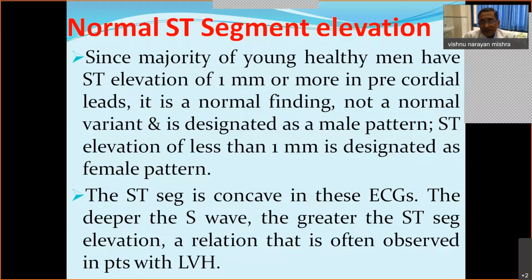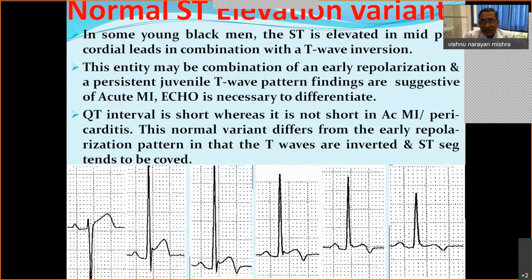In some young black men, the ST is elevated in the mid-precordial leads in combination with T-wave inversion. This entity may be a combination of early repolarization and a persistent juvenile T-wave pattern. Findings are suggestive of acute MI. Echo is necessary in this condition to differentiate. The QT interval is short in this patient, whereas it is not short in acute MI. Pericarditis: this normal variant differs from the early repolarization pattern in that the T waves are inverted and the ST segment tends to be coved.